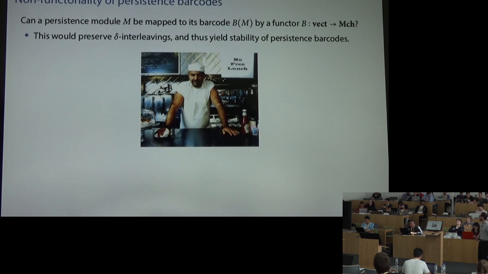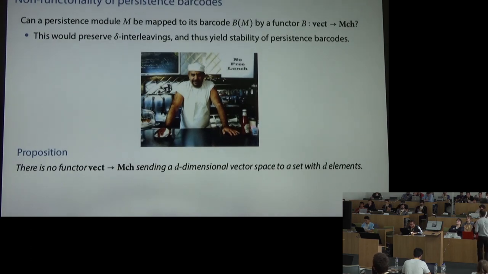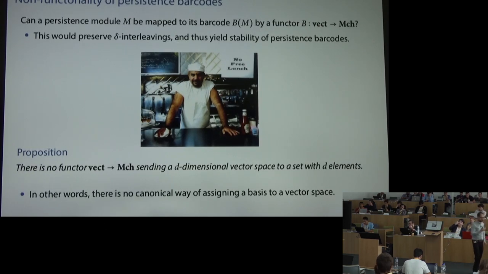So why is it not possible? I think there's some very fundamental thing to understand. If there was a functor of that kind, it would send a vector space of dimension d to a set with d elements. That's basically asking for choosing a basis of a vector space in a way that's compatible with linear maps. And that also sends a linear map of rank r to a matching where r elements are matched. And this proposition here, which is rather elementary, says you can't choose a basis for a vector space in a canonical way. This is kind of the core. This is why it's not that easy.